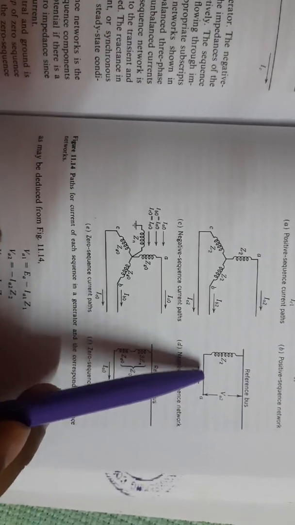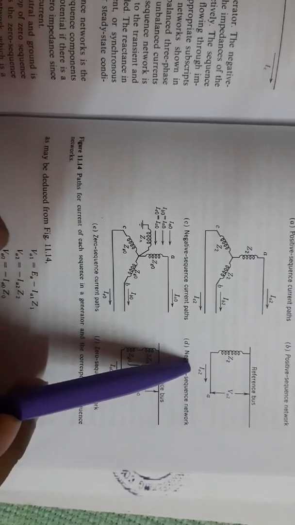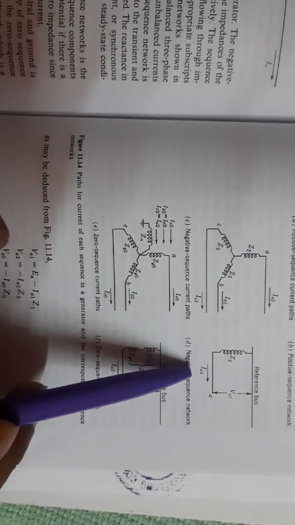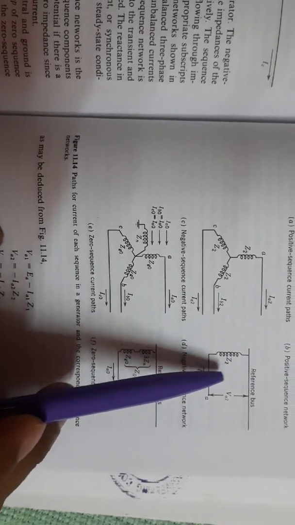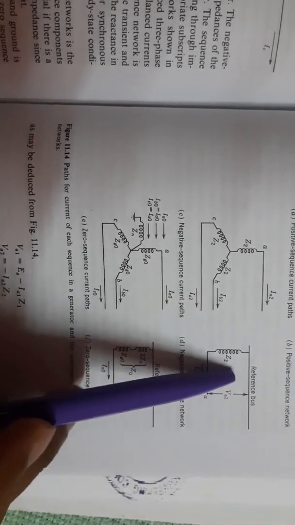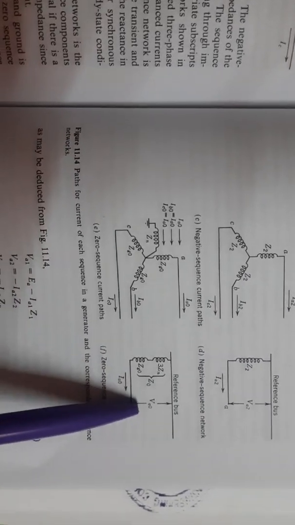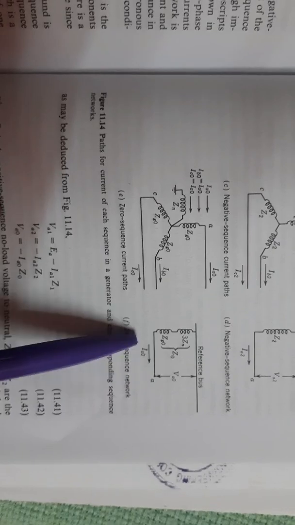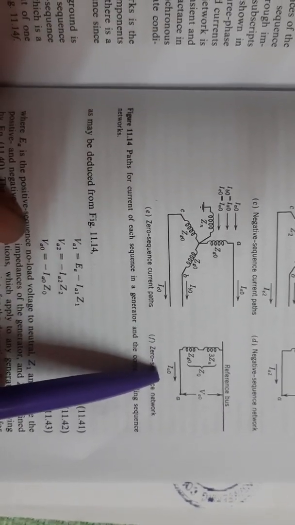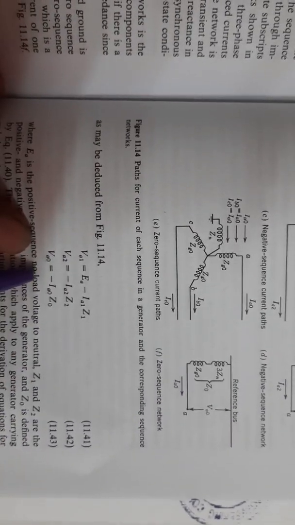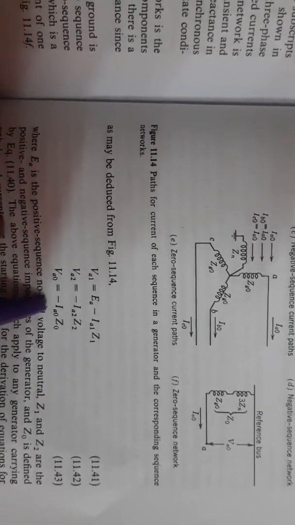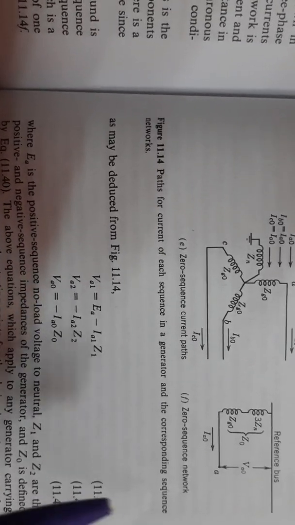Next, if you take VA2, it is equal to minus IA2 Z2, that is KVL. We have to apply KVL to the circuit. The last one, VA0, is nothing but minus IA0 Z0. These are the three equations we are getting. By using the three equations, we can find the positive, negative and zero sequence voltages.